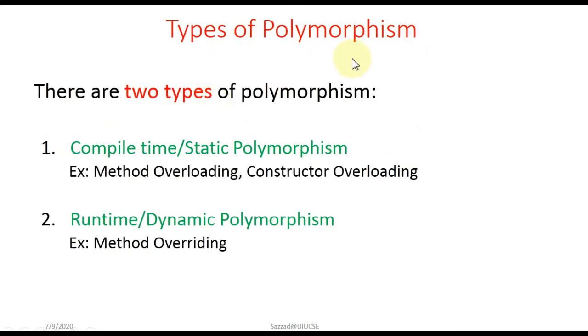There are two types of polymorphism. One is compile time or static polymorphism, and the other is runtime or dynamic polymorphism. Compile time or static polymorphism is achieved by using method overloading and constructor overloading. On the other hand, runtime or dynamic polymorphism is achieved by using method overriding. Let us first discuss compile time or static polymorphism.